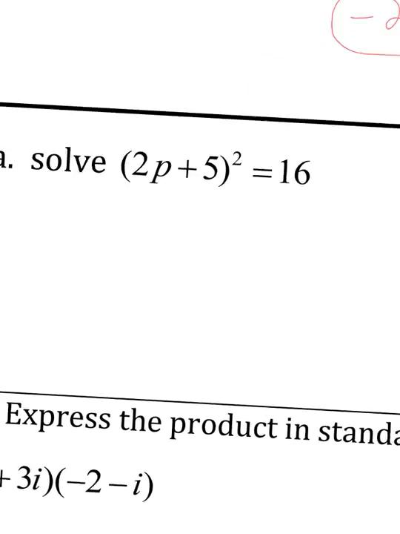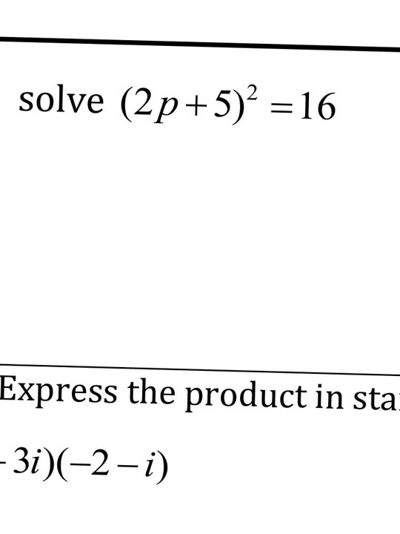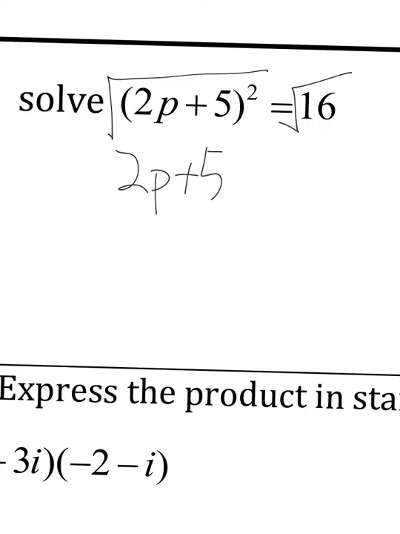Okay? Solve this. I have a square there. Let's undo that. Square root both sides. So 2p plus 5 equals plus or minus 4. Remember, anytime you square root, put that plus or minus sign there. So now let's see here. Let's minus 5 to the other side.